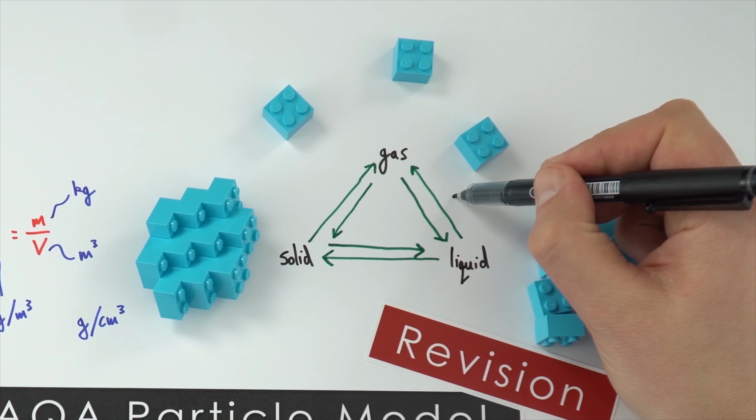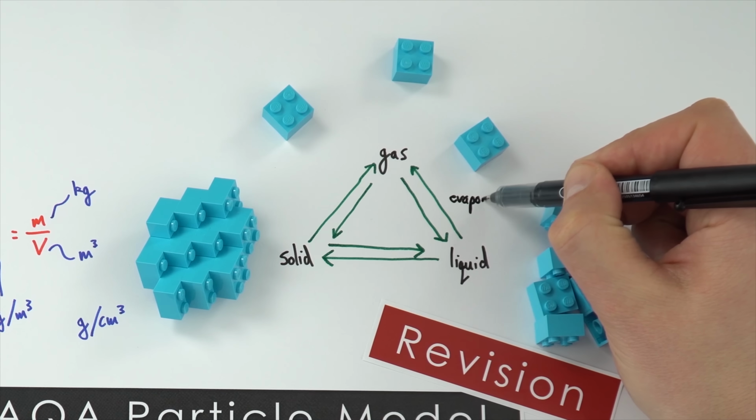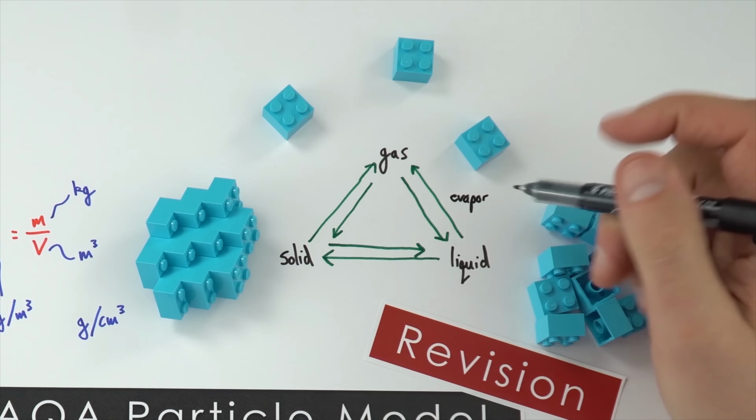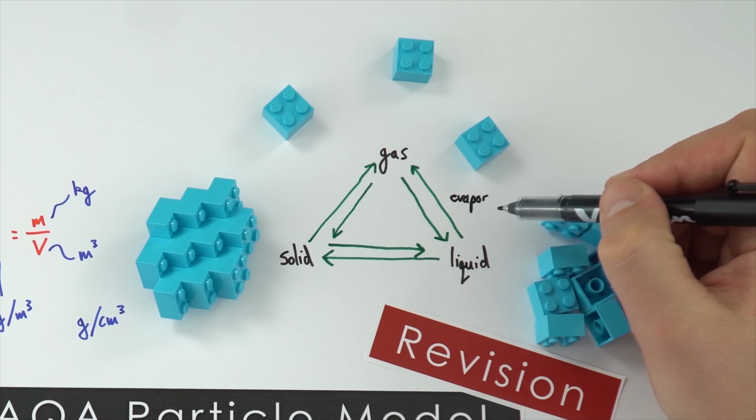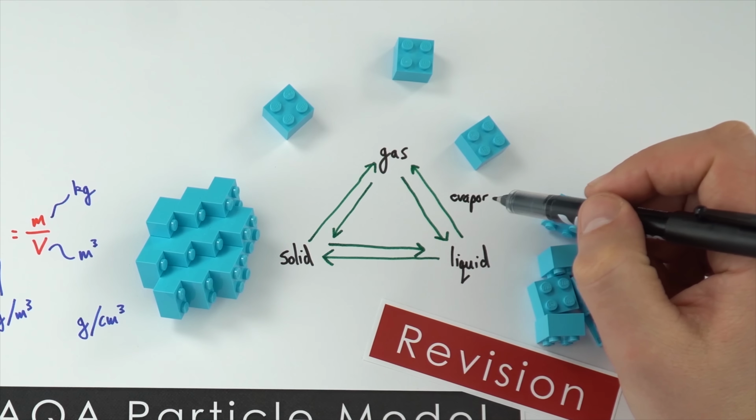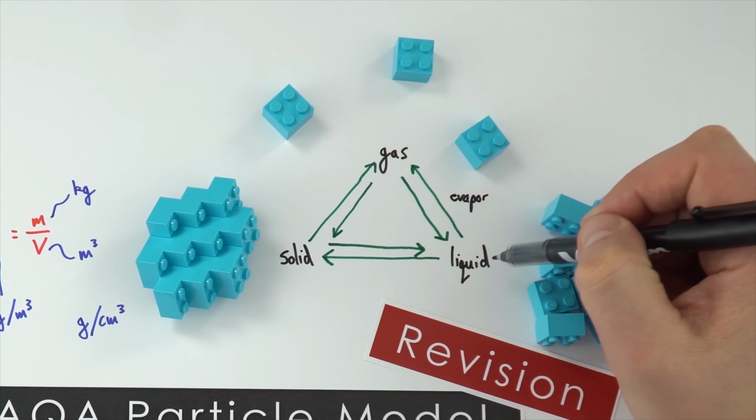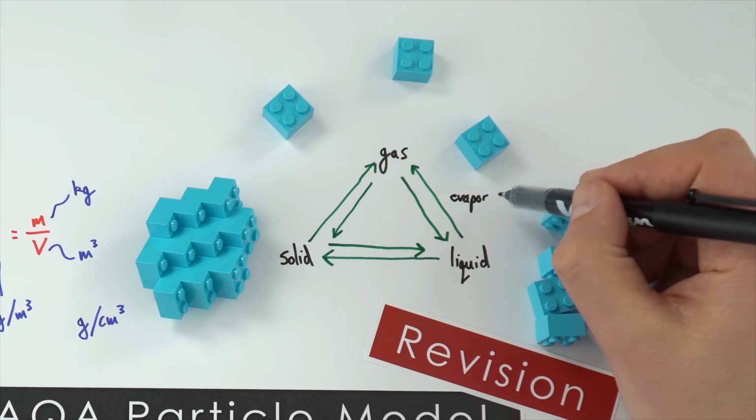But if we have something which is evaporating, this is where something turns from a liquid to a gas below its boiling temperature. This is the reason that things like puddles do dry up, even though it never gets to above 100 degrees. That water still turns into water vapor.